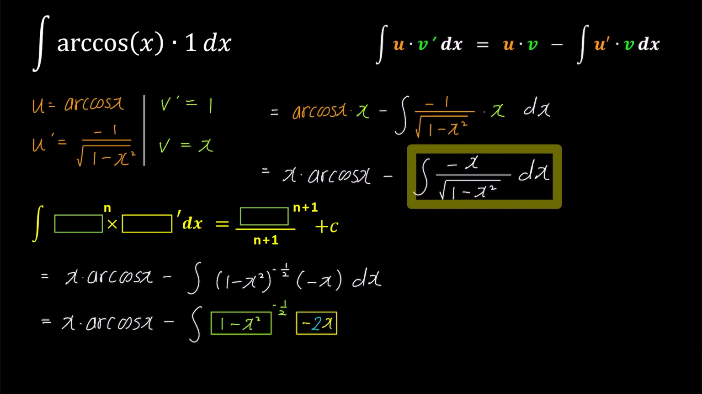However, since the current equation does not have a 2, we can arbitrarily multiply it by 2, but we must also divide it by 2 to maintain the same value in the equation.